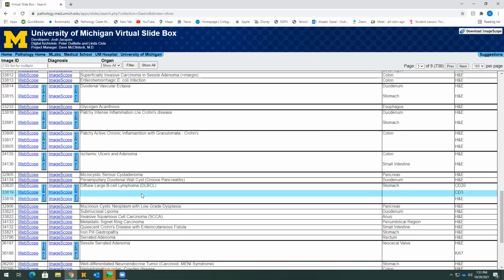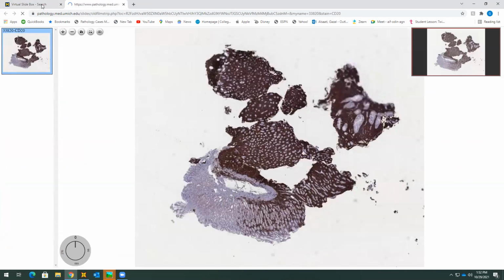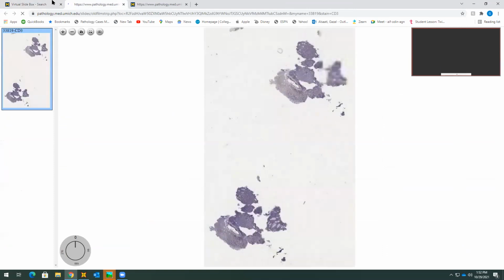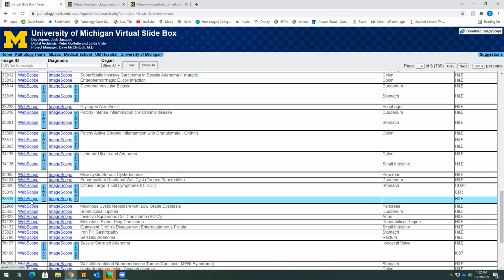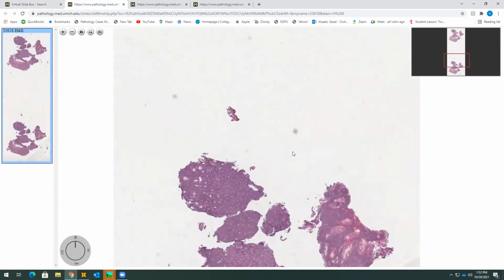Okay, next is stomach, diffuse large B-cell lymphoma. I will try my best, ladies. Okay, let's see, what else do we have? We have this one, CD3, and we have H&E. Let's start with H&E.